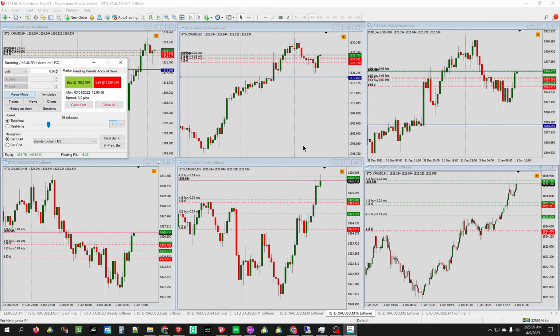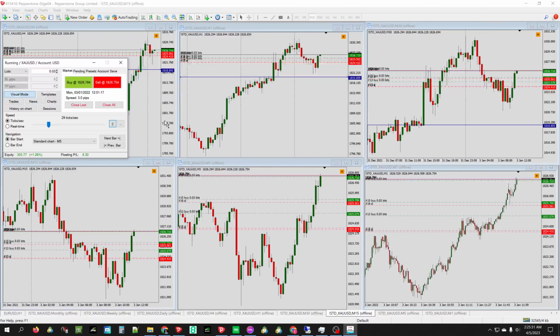Alright, we have broken above that area, but in the first 1 minute, which is a little bit of concern, looking at 1 minute time frame, we are still good.